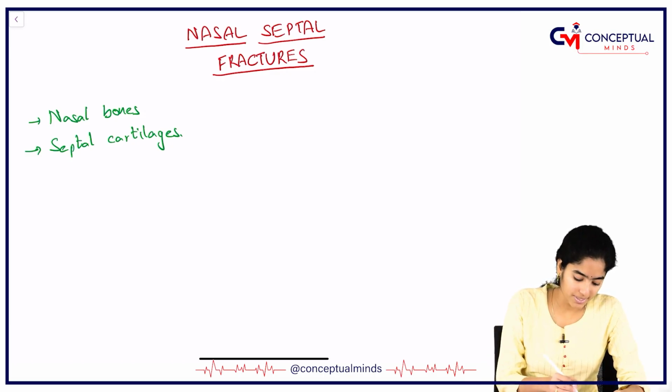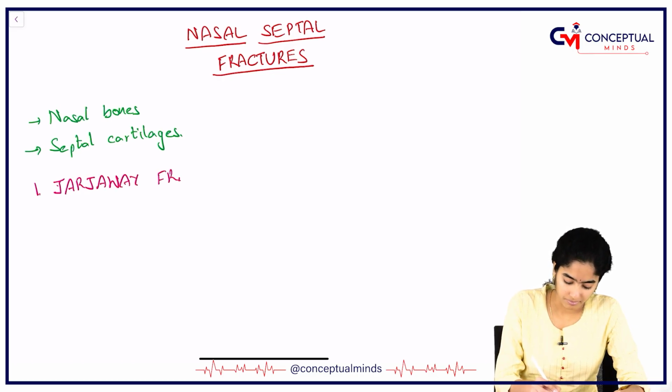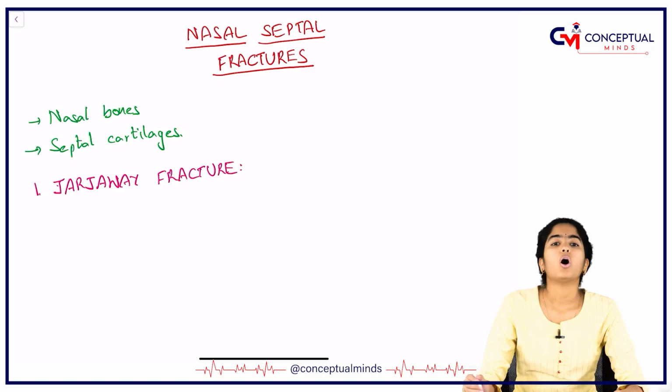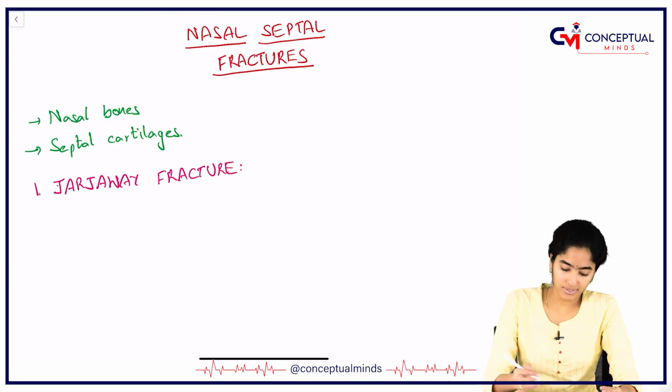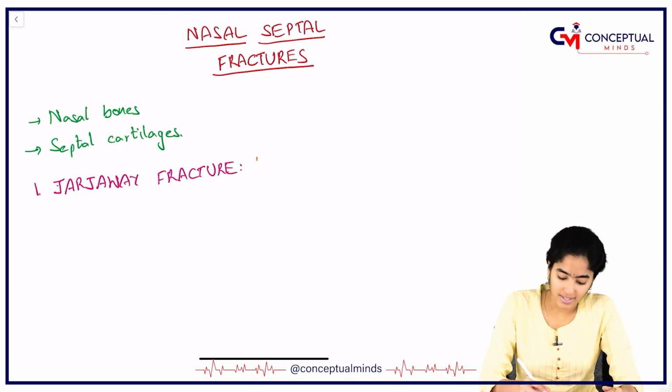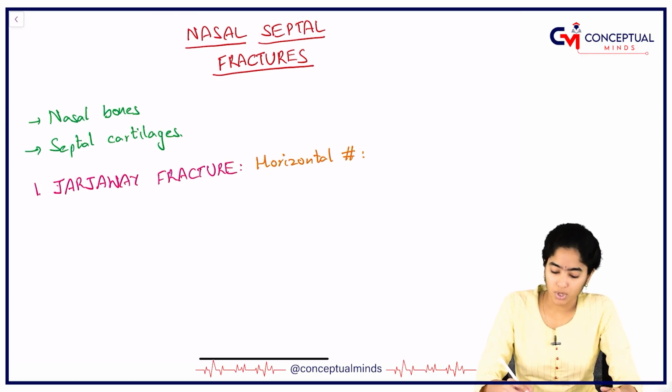The first among them is called Jarjaway fracture. What is Jarjaway fracture? It is a horizontal fracture. It results from a blow from the front. You have to remember these 2 points for sure. It is a horizontal fracture. And how does it occur? Because of a blow from the front.